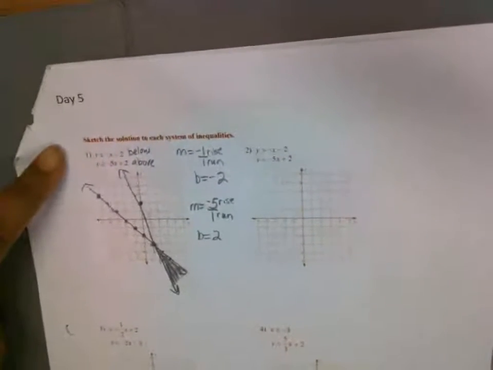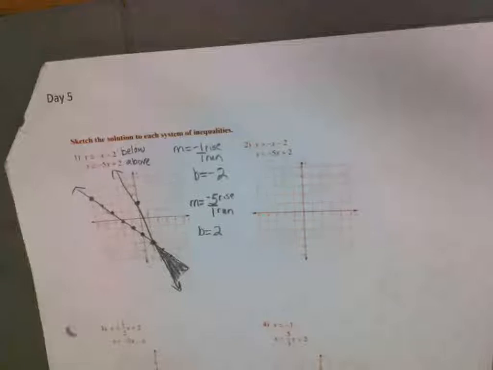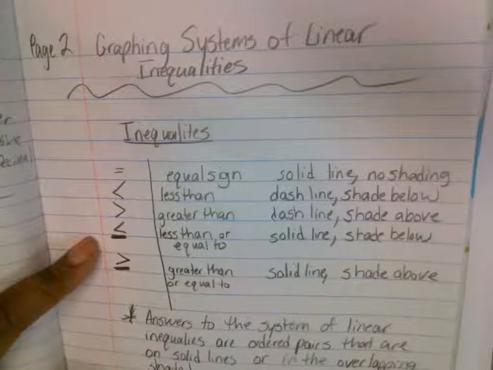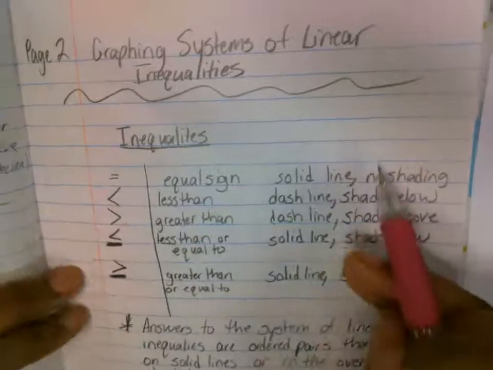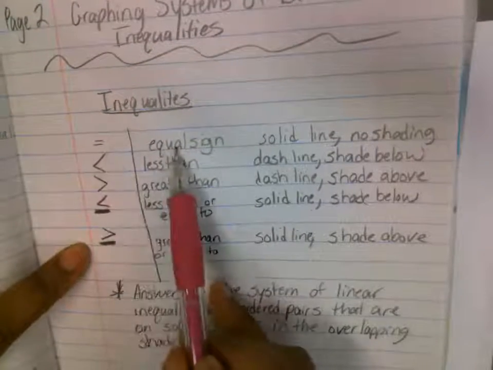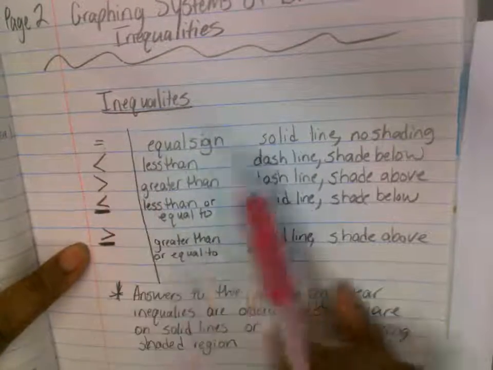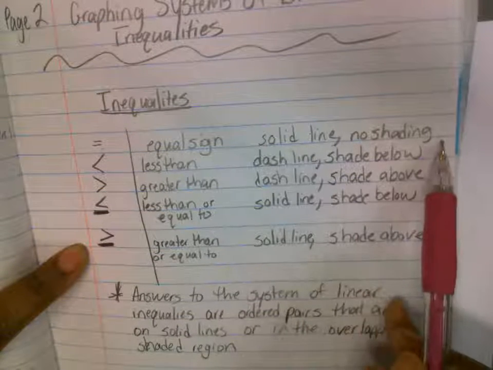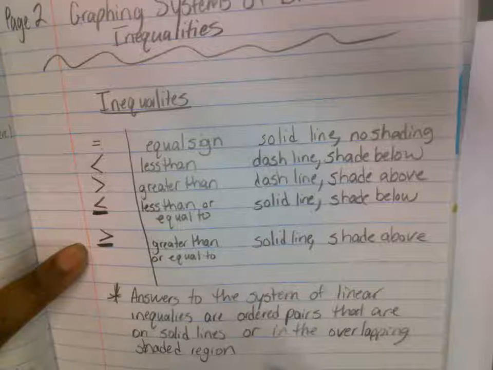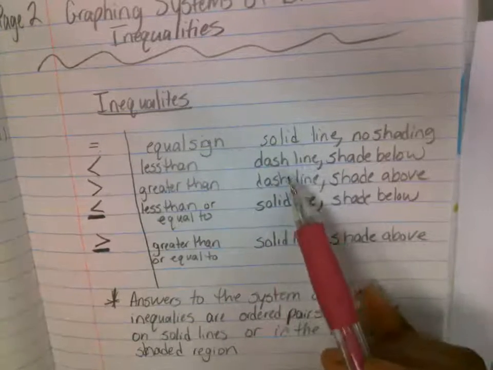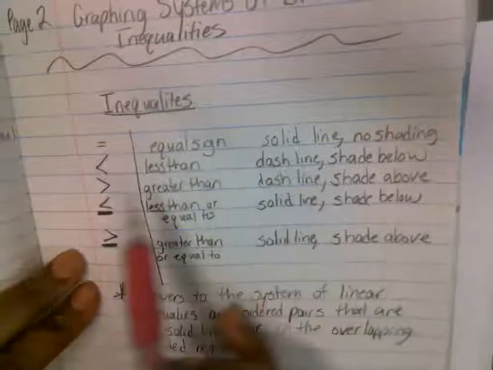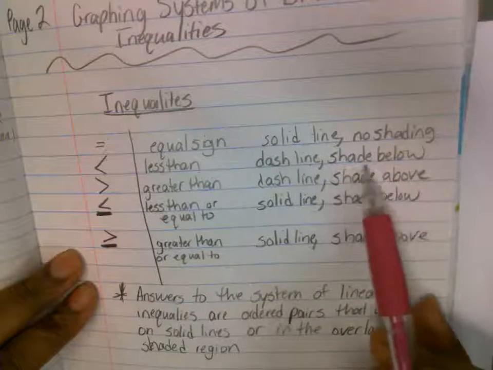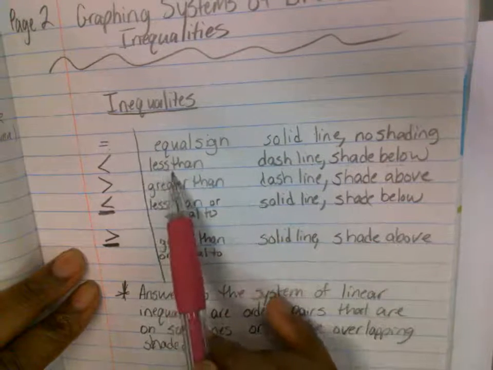All right, we worked on this problem yesterday. We took some notes on page 2, inequalities. Just a recap for your inequalities. I started off with the equal sign first because we know that an equal sign, when you graph it, there's no shading involved, but you graph it as a solid line. Okay. The less than sign, because there's no equal to, it's going to be a dash line, and you're going to shade below the line because it's less than.